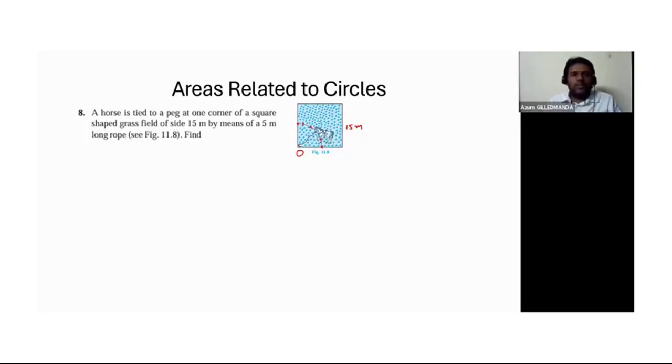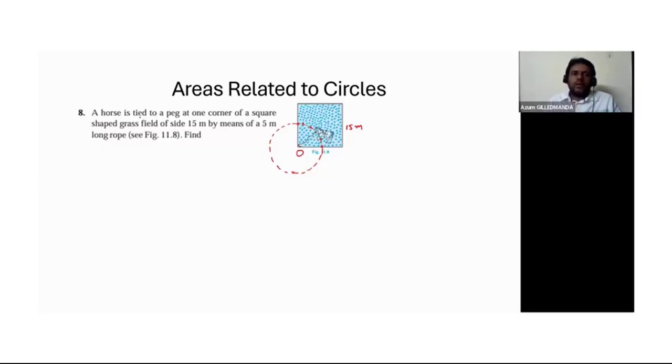I'll tell you one thing, right? If the field is throughout, the horse can move like this. Observe closely. You understood? If the field is throughout, then the horse could move in this 360-degree angle because it is tied at the peg that will act as the center of the circle. As the field is in the square shape, it can cover one fourth of the circle, that is a quarter of the circle.